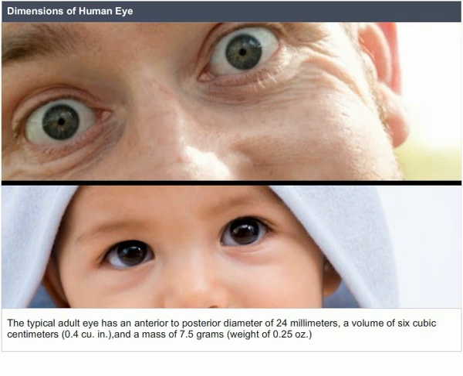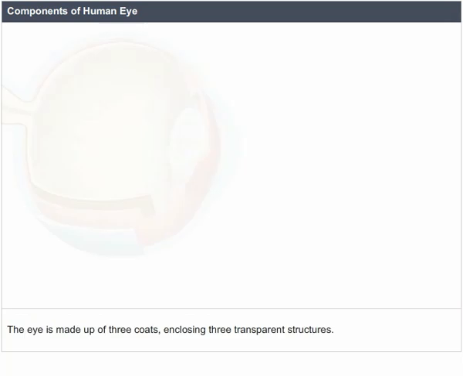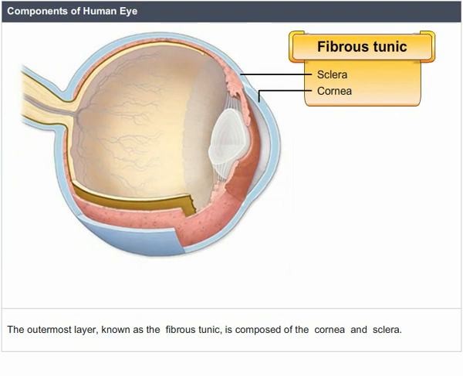The typical adult eye has an anterior to posterior diameter of 24 millimeters, a volume of 6 cubic centimeters, 0.4 cubic inches, and a mass of 7.5 grams, weight of 0.25 ounces. Components of human eye. The eye is made up of 3 coats enclosing 3 transparent structures. The outermost layer, known as the fibrous tunic, is composed of the cornea and sclera.